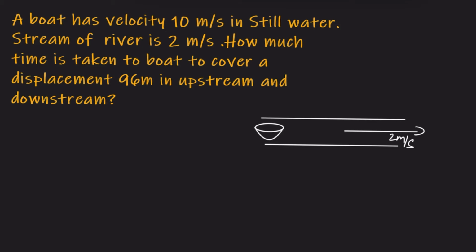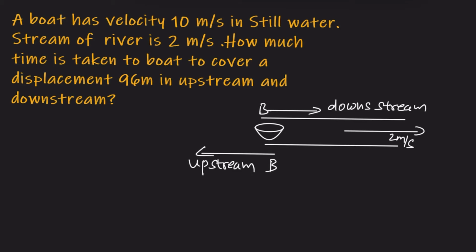Suppose downstream means it is moving along this direction. The boat is moving along this direction, so this is downstream. Upstream means the boat's motion is opposite to the motion of the stream. So this is moving along this direction. So this is upstream. See here, water is moving along this direction. The boat is moving along this direction.